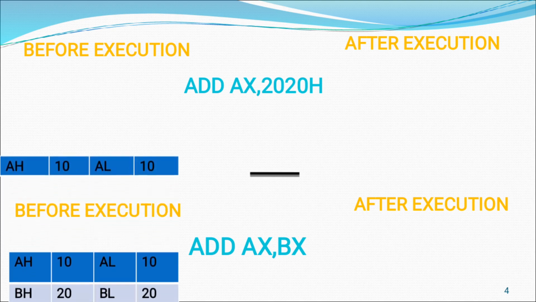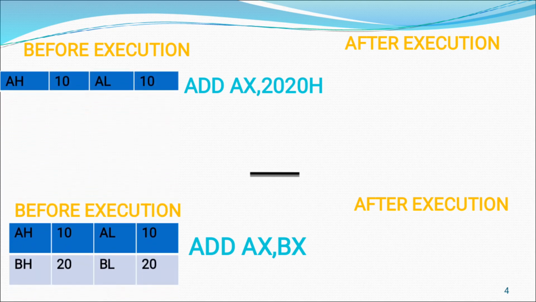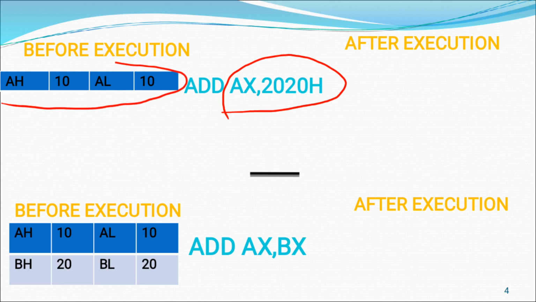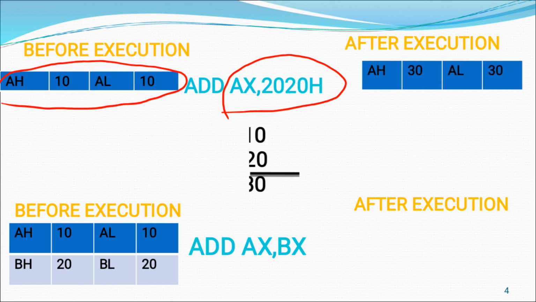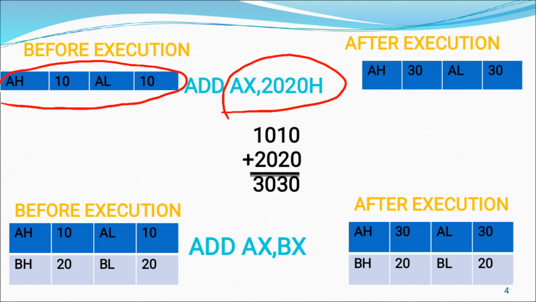ADD AX comma 2020. Here we are going to add the content of the AX register with the direct data 2020. Let us consider the content of the AX register is 1010. If we add 1010 and 2020, the result will be 3030. So after the execution of this instruction, the AX register will be altered to 3030.